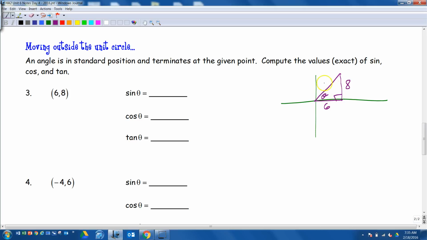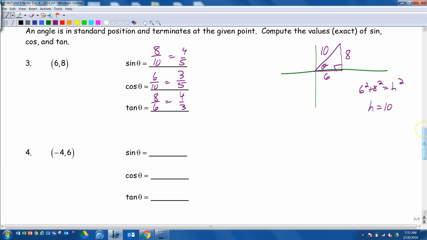If you do not know how to get the hypotenuse, you use the Pythagorean theorem. However, that's a special right triangle, so you should know that that's 10. Okay, h equals 10 when you solve that. So now you just do what we did in geometry. Sine is opposite over hypotenuse, which is 8/10, which simplifies to 4/5. Cosine is adjacent over hypotenuse, which simplifies to 3/5. And tangent is opposite over adjacent, which is 4/3. Okay? That pretty much is a geometry lesson.